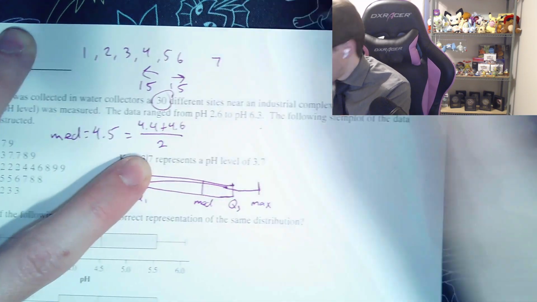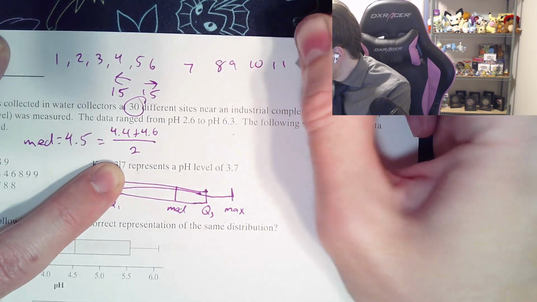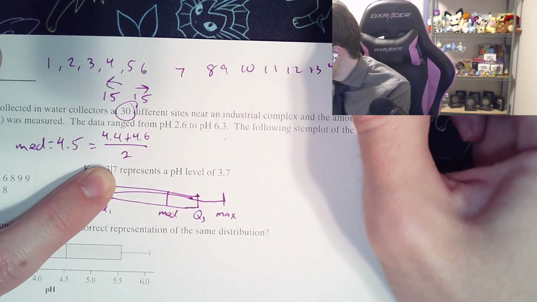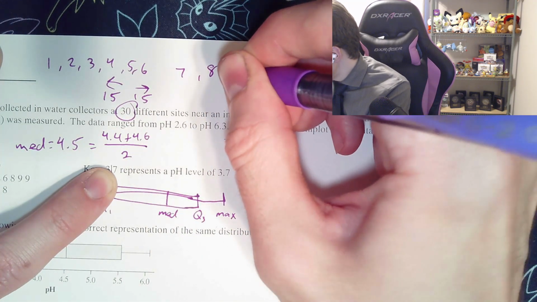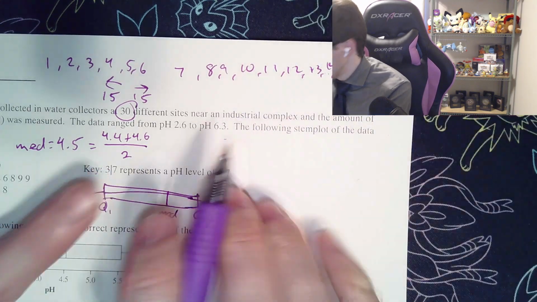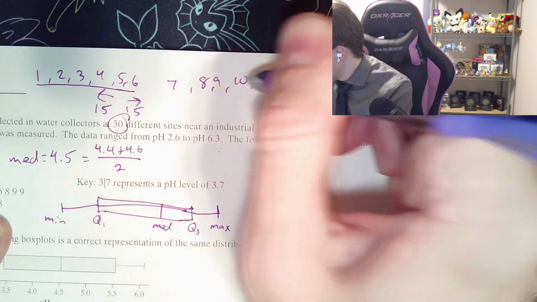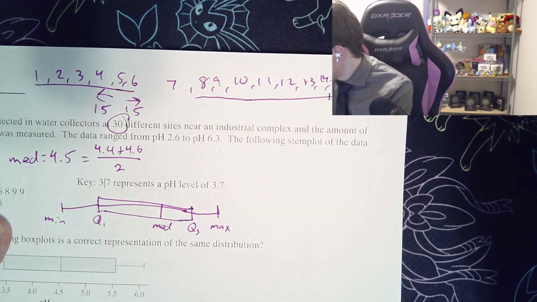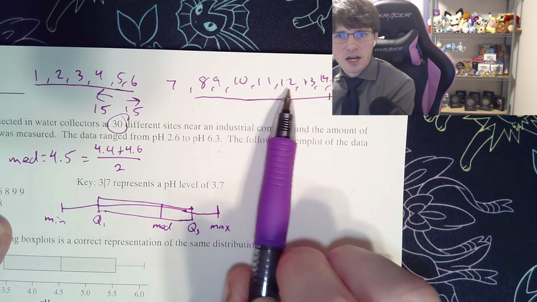I'm going to be really obvious, 7 there. And I'm going to write 8, 9, 10, 11, 12, 13, 14, 15. Okay, so this is a little bit obnoxious to do, but the concept is that I have clearly 6 numbers over here, and I have also 6 numbers over here. 1, 2, 3, 4, 5, 6.